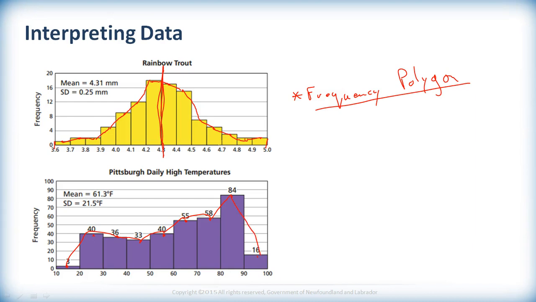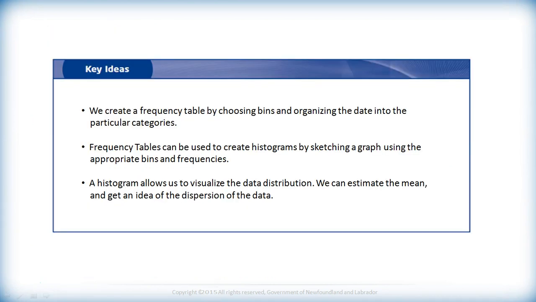Okay, so if I had to compare these two, I'd say this one had a mean right about here, and I would say this one had a greater degree of dispersion. The second one is more dispersed, because it seems to be a little more spread out compared to its mean, relatively anyway. But we've got frequency polygons and we've got histograms, okay?